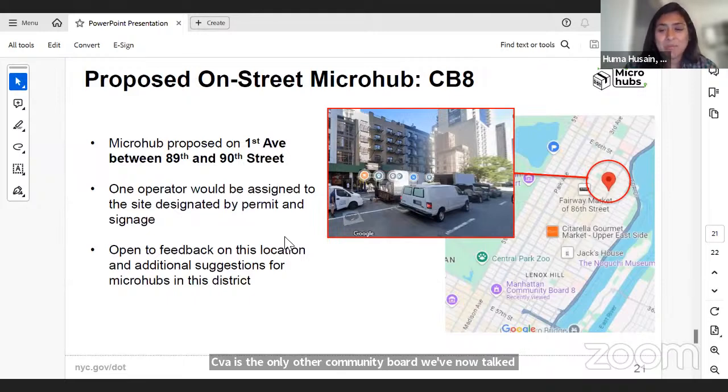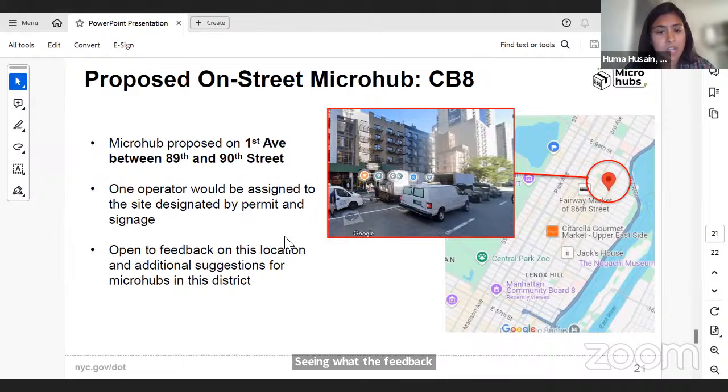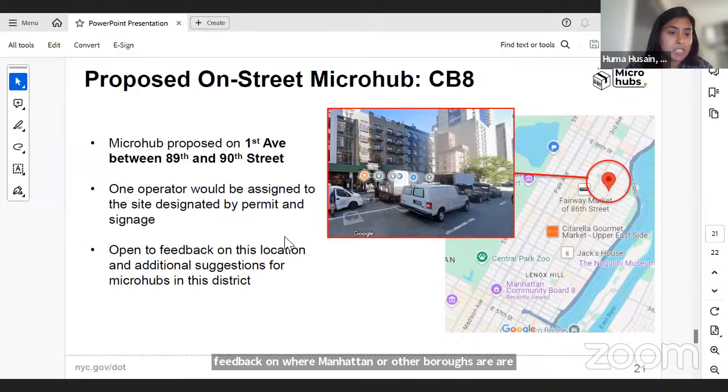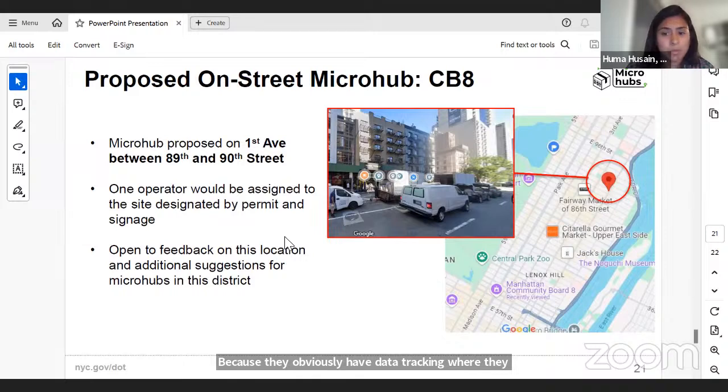But that's essentially what we're doing, going to community boards, socializing the topic, seeing what the feedback looks like. We've talked to elected officials and others to get higher level feedback on where Manhattan or other boroughs are. And then we have the demand profiles from the companies themselves, because they obviously have data tracking where they do their deliveries and where it is maximum efficiency to deliver by a hand cart or cargo bike versus the truck. So density matters. And that's where Manhattan really does get elevated over the other boroughs.